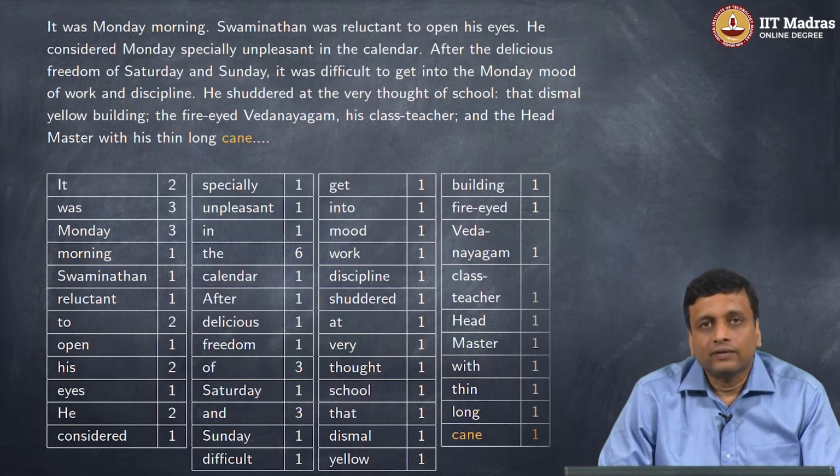So, we have something like almost 50 distinct words in this paragraph. So, overall this paragraph has something like 65 or 66 words, and of those some are repeated.